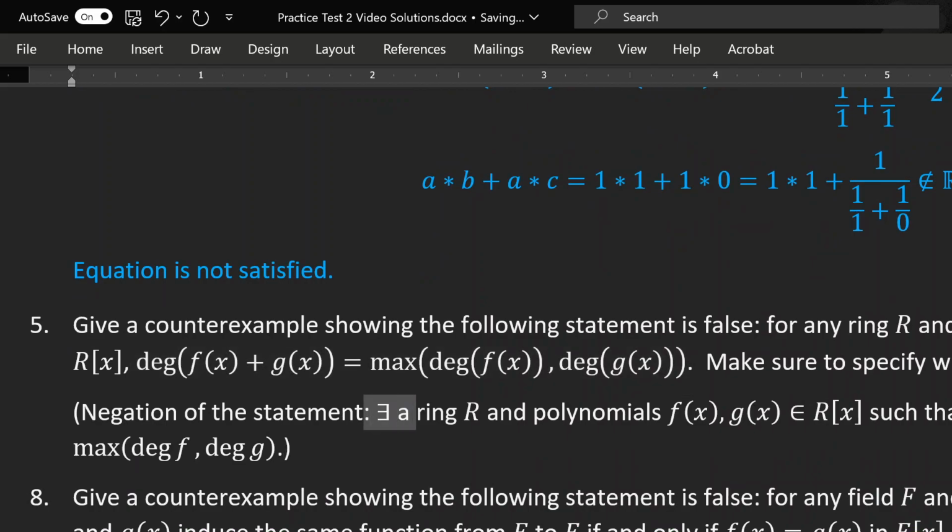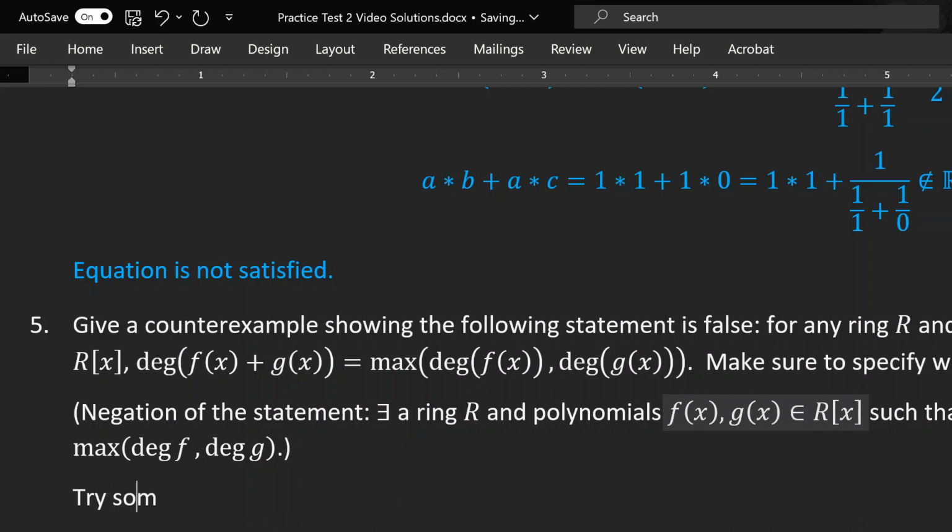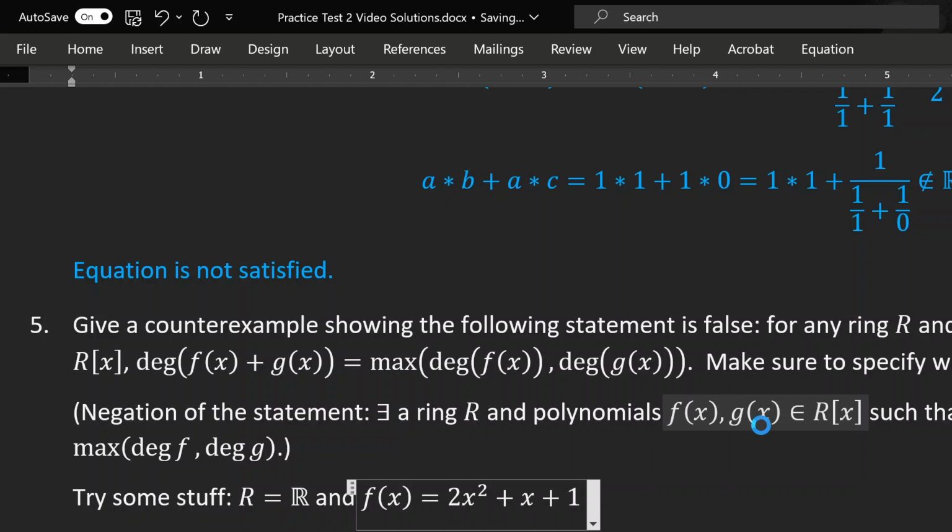So I'm looking for a ring, and I'm looking for 2 polynomials in the polynomial ring made from that ring, such that the degree I get when I add the 2 polynomials together is not the same as the max of their 2 degrees. If you don't have any idea what to do, you could just try some stuff, some random rings. Maybe everybody likes the real numbers best, right? So just make up some random polynomials. f could be 2x squared plus x plus 1, g could be 3x plus 5 or something. Just some random numbers here.